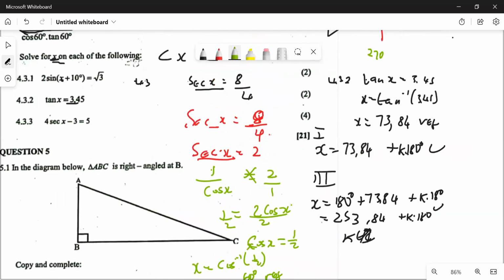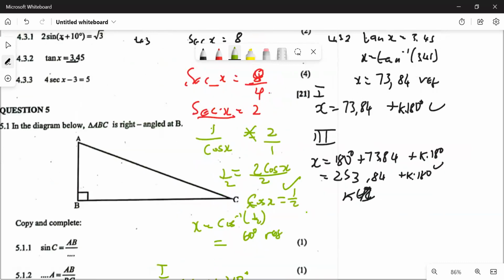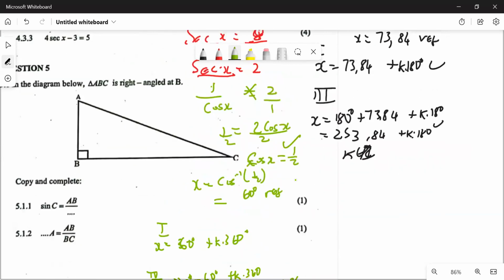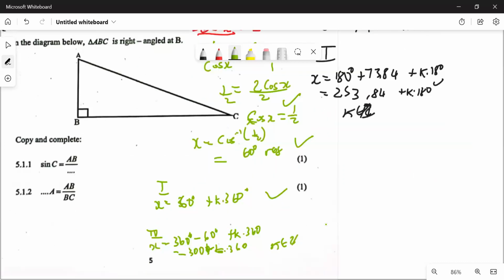For this one here, which is 4 marks, we're going to give you 1 mark for giving us the cos arc of 1 all over 2, the reference angle, and so on. And then let's give Paul a round of applause.